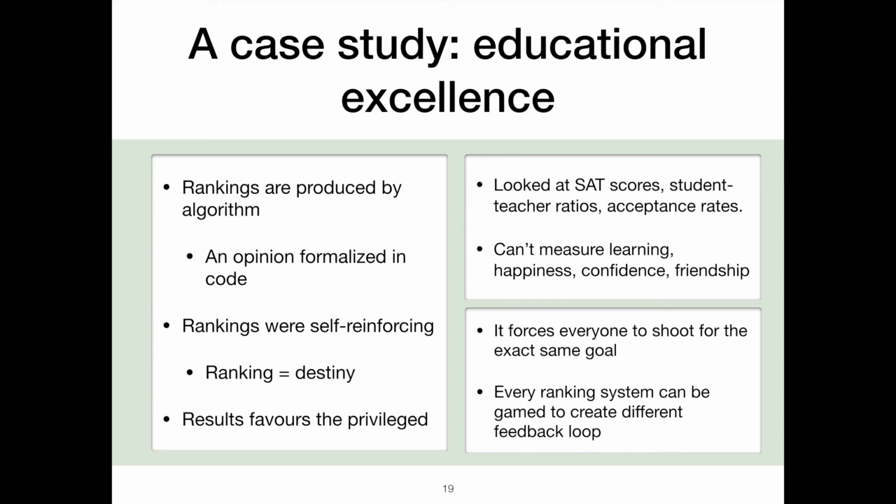And as a result, these rankings become somehow like a destiny. And these models cannot take everything into account. They look at SAT scores, student-teacher ratios, and acceptance rates maybe, but they can't measure learning, happiness, confidence, and friendship. And as a result, it forces everyone to shoot for the exact same goal. And there's another thing she mentions in her book, that every ranking system can be gamed just to create a different feedback loop to get a different result.